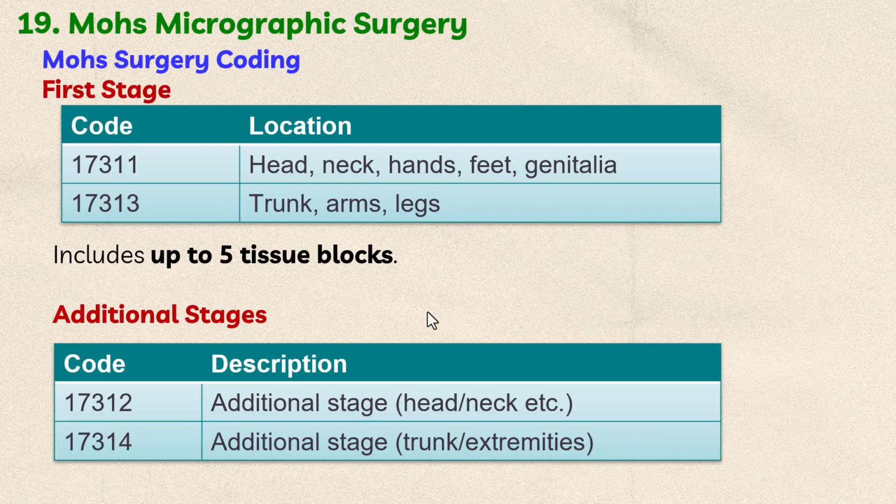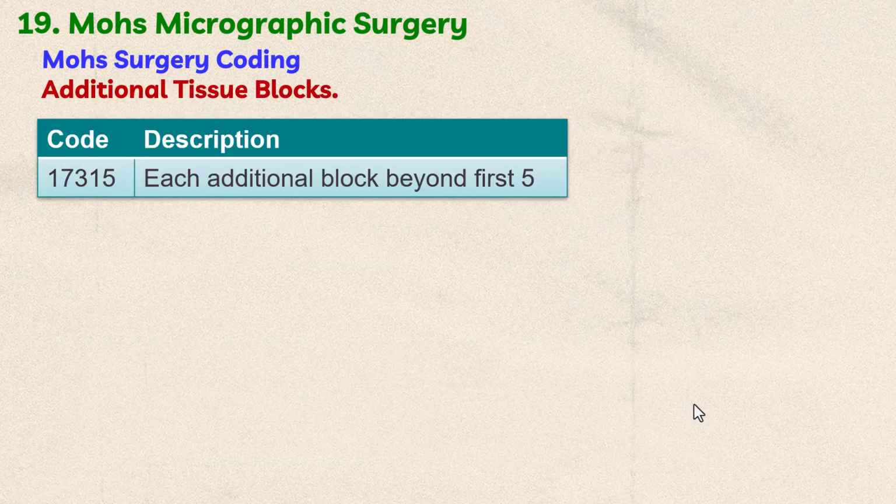So when you look at the coding, for the first stage, there are two codes, 17311, that is for head, neck, hands, feet, and genitalia, and 17313 for trunk, arms, and legs. So these include up to 5 tissue blocks. And for the additional stages, there are two codes, 17312 for additional stages for head, neck, etc., and 17314 for additional stages, trunk, and extremities. When you do the example, you will understand these. And for the additional tissue block, there's one code, that is 17350 for each additional block beyond the first 5.